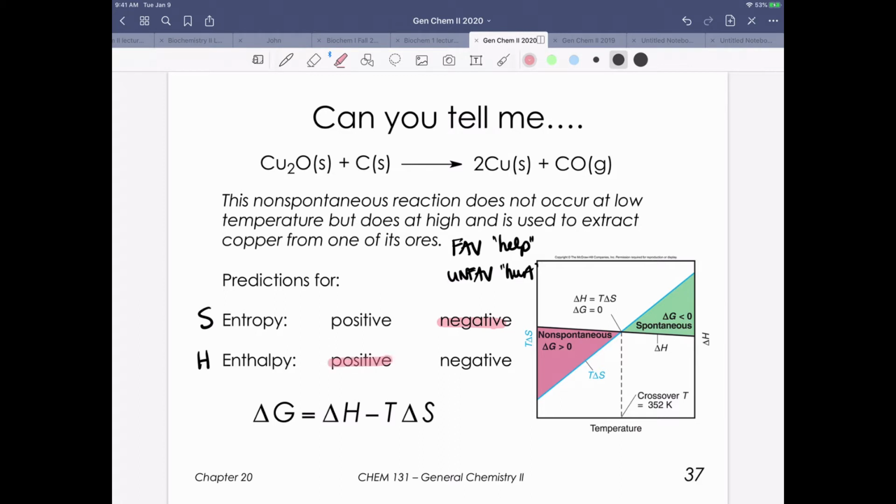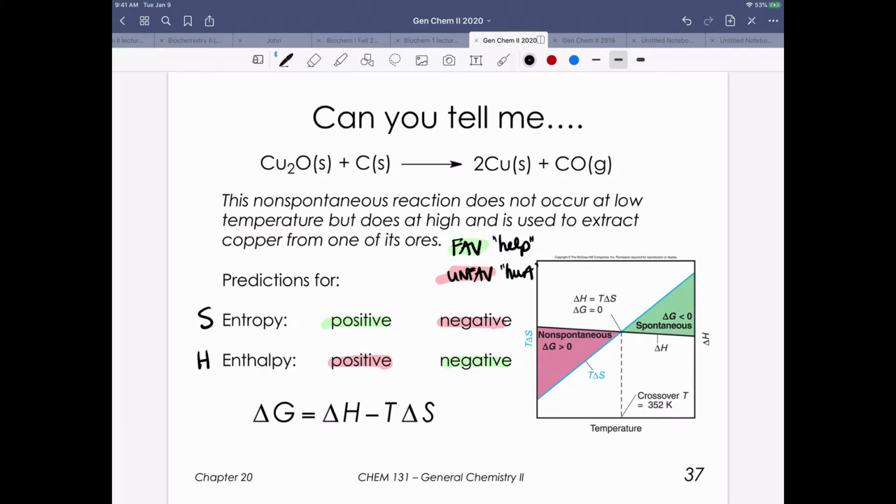If enthalpy is positive, that's unfavorable. So anything that is unfavorable, let's put in red here. Things that are favorable, let's color in green. So if entropy is positive, that's favorable. If enthalpy is negative, meaning we have an exothermic reaction, then that is going to be favorable.